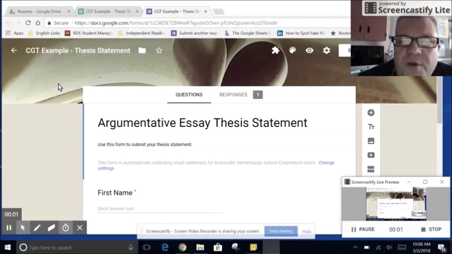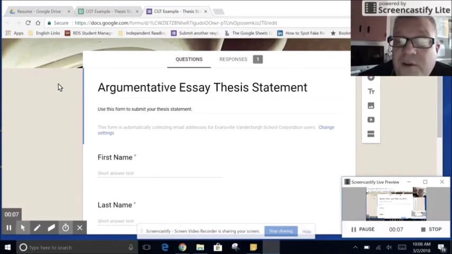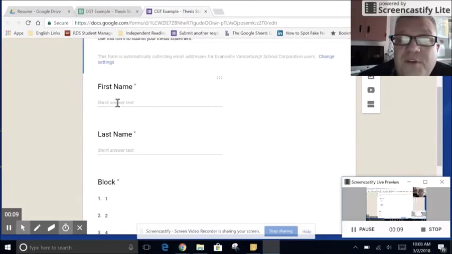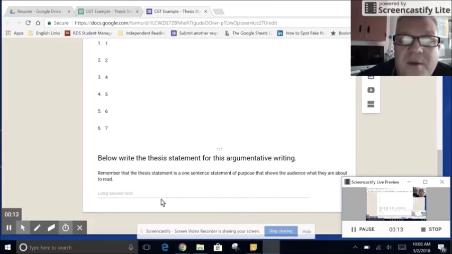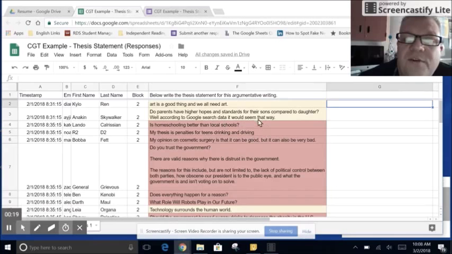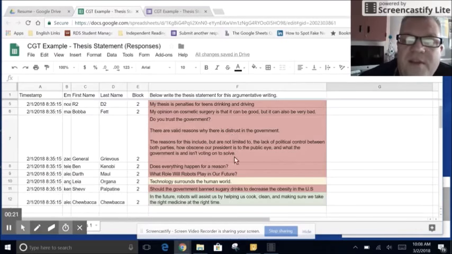So what I'll do is I'll start with a Google form, and this is the part of Google Apps for Education that makes data analysis easier by making it easy to collect this information. So I'm going to capture the student's first name, their last name, have them enter what class period they're in, and then I'm going to have them write, in this example, the thesis statement for the argumentative paper that we're working on.